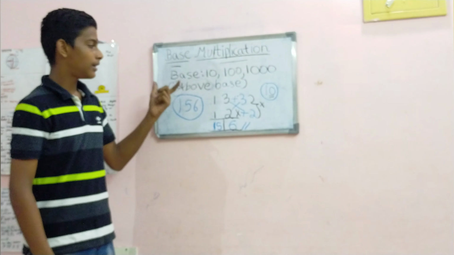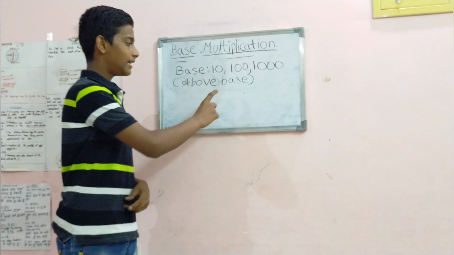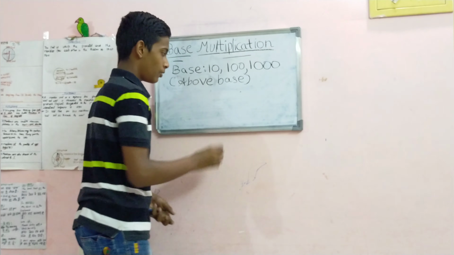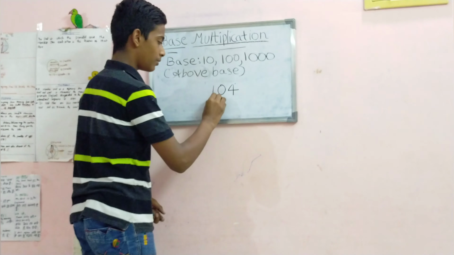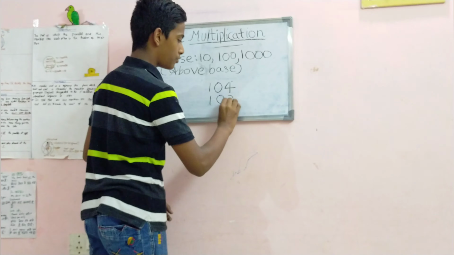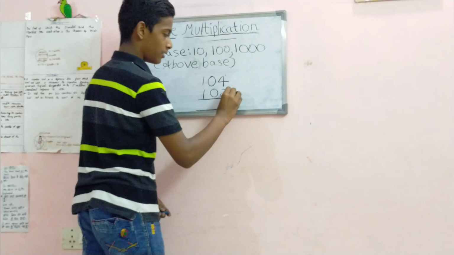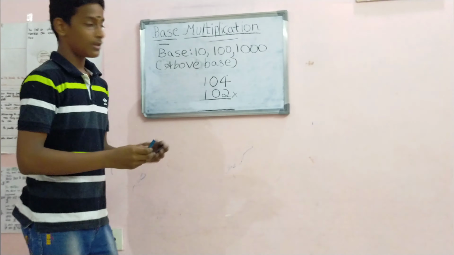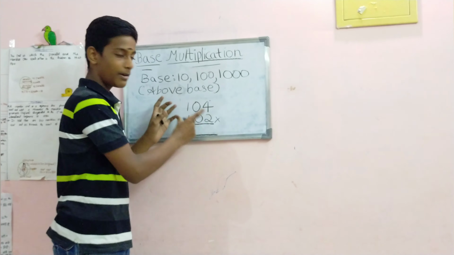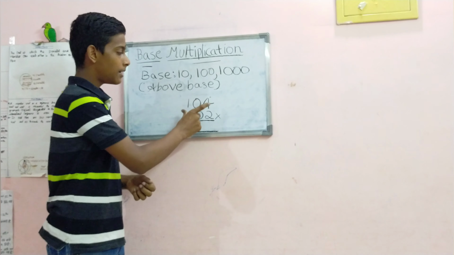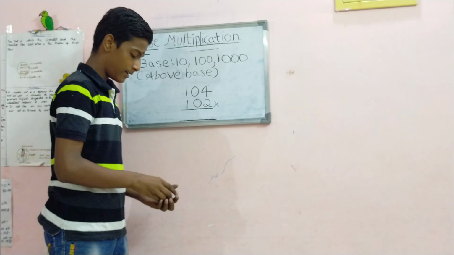Now let's look at an example in base 100. In base 100, let's take an example, 104 into 102. So here, as we did in base 10, we have to identify the common nearest primary base for 104 and 102. Here it's base 100.